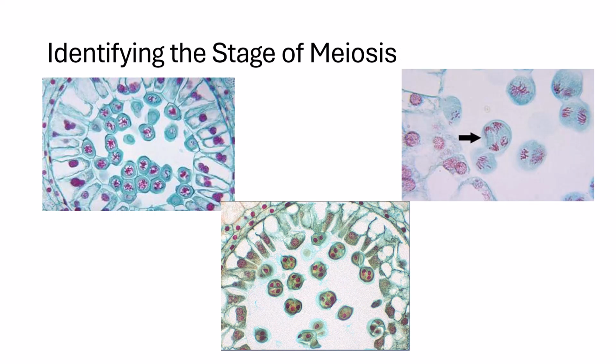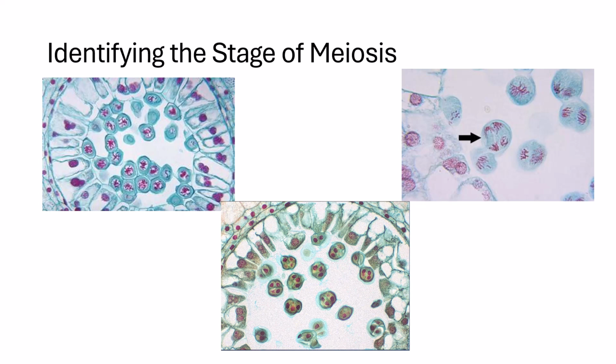Here are different slides of anthers in various stages. How can you tell what stage of meiosis it is in? Examine the arrangement of chromosomes carefully. Are homologous chromosomes paired? Are tetrads visible? Are chromosomes aligned at the center, separating, or forming new nuclei? Use these visual clues to decide whether the cells are in prophase 1, metaphase 1, anaphase 1, or one of the stages of meiosis 2.